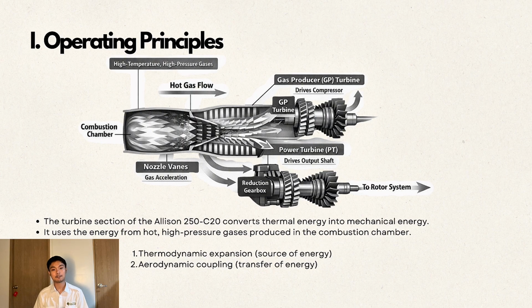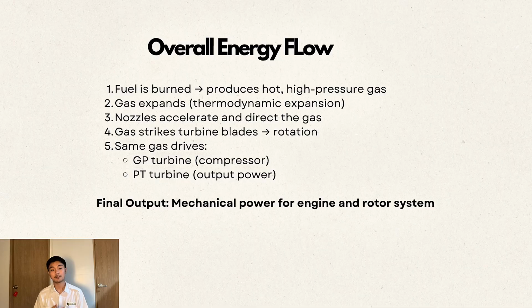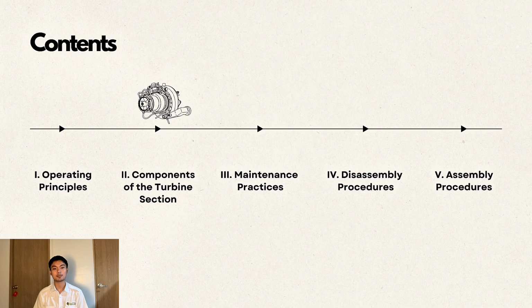So, for the final slide, fuel is burned producing hot gas. The gas expands, nozzles accelerate and direct it. The gas hits the blades, causing rotation. And the same gas drives both turbines. So the final output is mechanical power. That's all for the operating principles of the turbine.